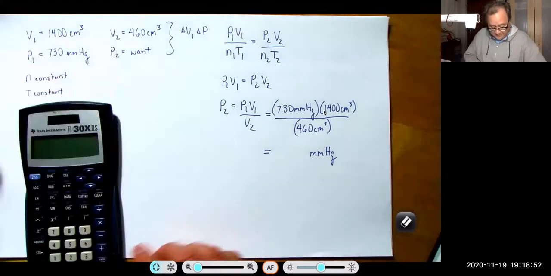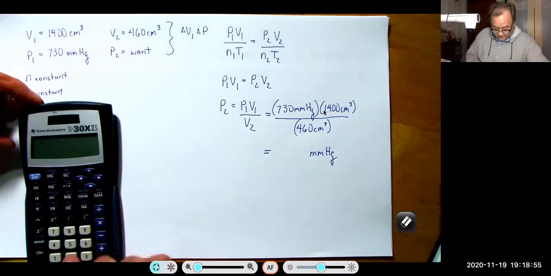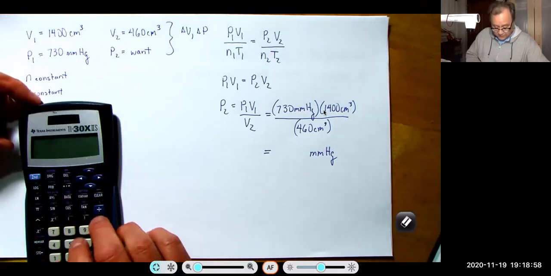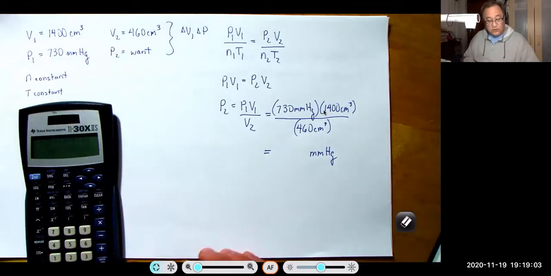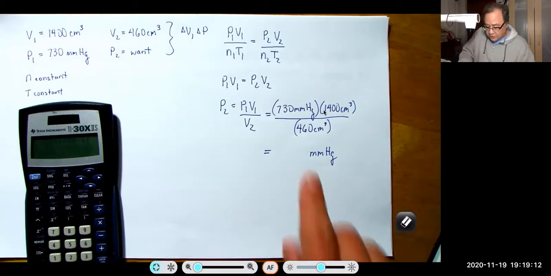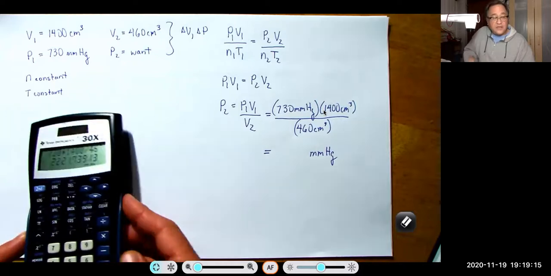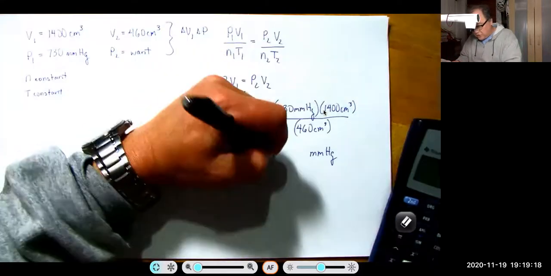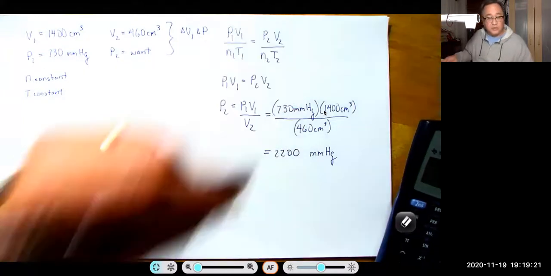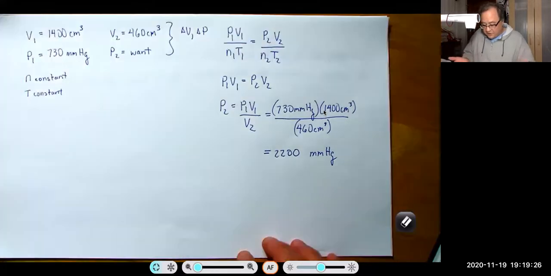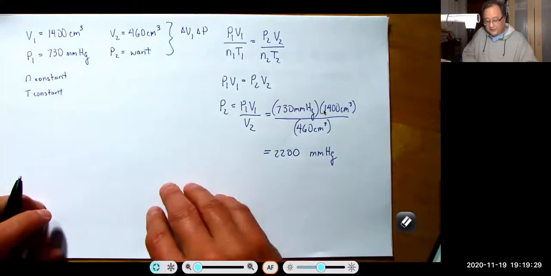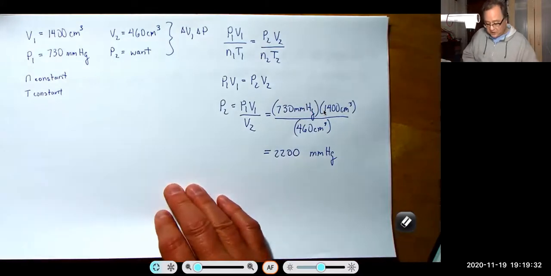And let's see what we get. 730 times 1,400 divided by 460, and we get 2,221.7. How many significant figures are we allowed? And the answer is 2. So instead of 2,221, we're going to write 2,200 millimeters of mercury with 2 significant figures. And so we don't care that this is Boyle's law. We got to the right answer just by knowing what changed and what didn't change.